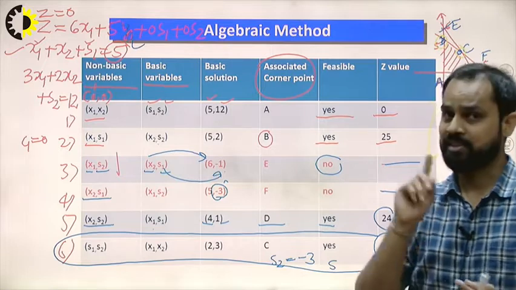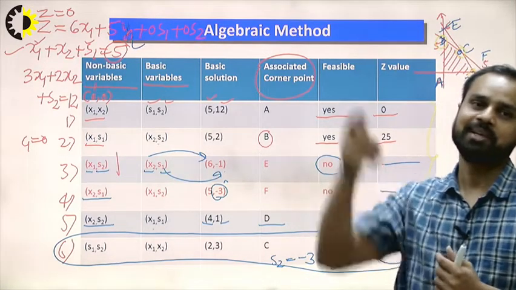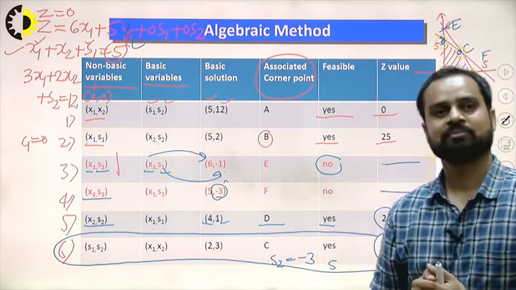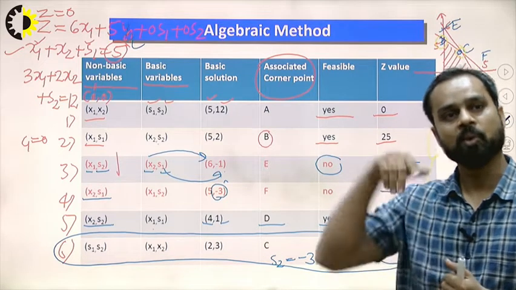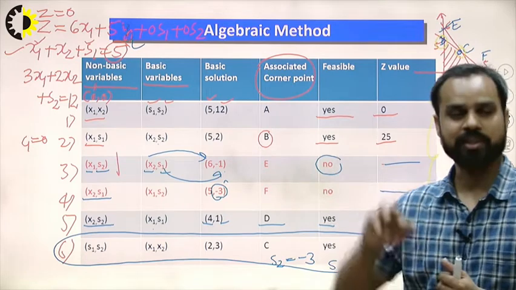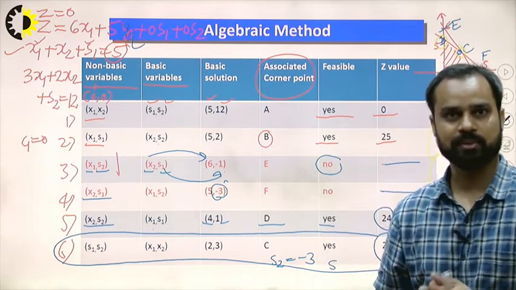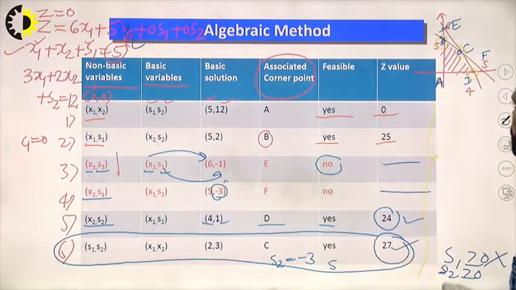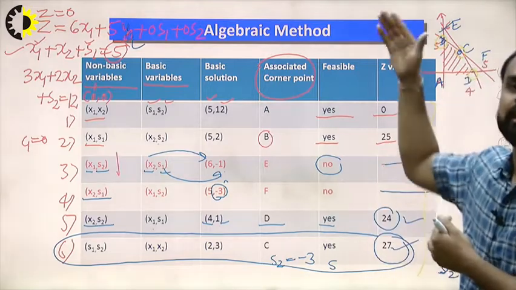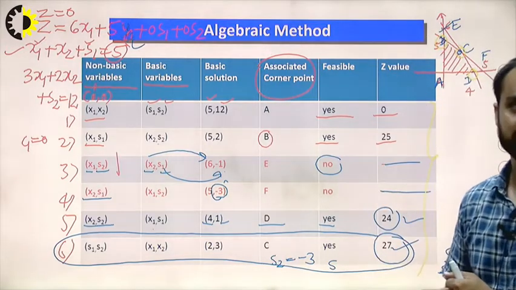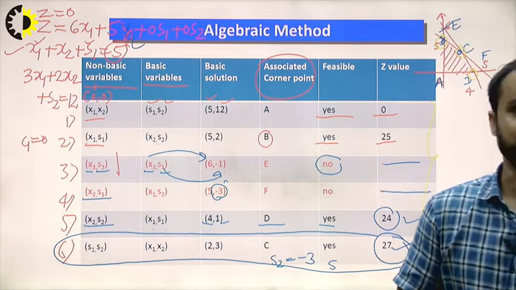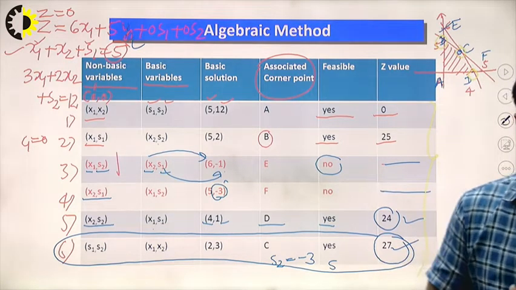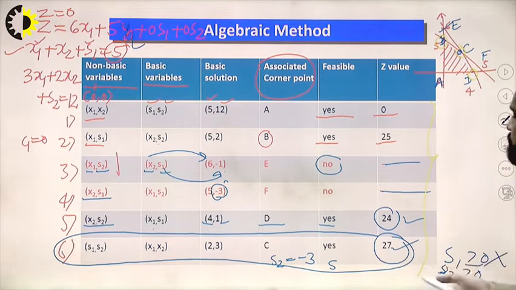So the first disadvantage, we are calculating the optimum value at more points than in the graphical method, because in the graphical method we calculated only at 3 different points. Here we are calculating at 6 different points. So a large number of points we are calculating the value, right? So definitely the method is not suitable.